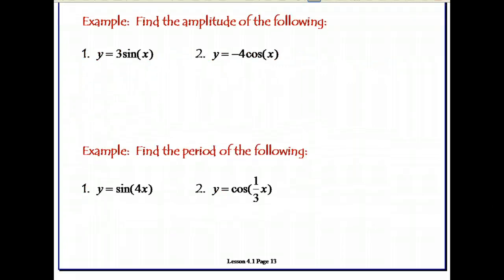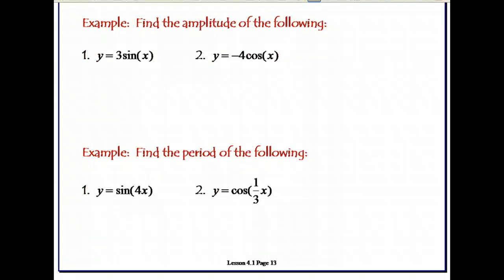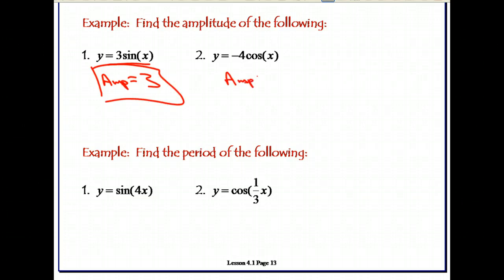So here are some questions that show up on the homework where they don't want the graphs, they just want information. So look at this graph. Y equals 3 sine of x. Can you tell me the amplitude? Hopefully you're right. Amplitude is 3. Tell me the amplitude on this one. Not negative. Sorry. It was 4. You always take the absolute value.